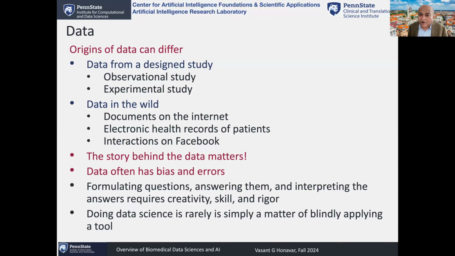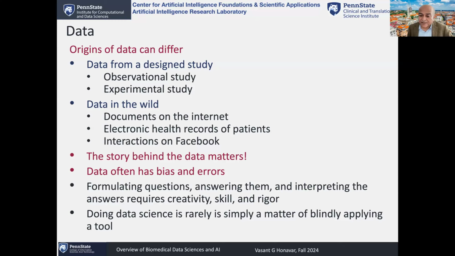And data in the wild are far more challenging to work with than data from a design study, right? But you don't always have the luxury of collecting data from a design study. So you have to use the data that you have, and so we have to deal with data in the wild as well.